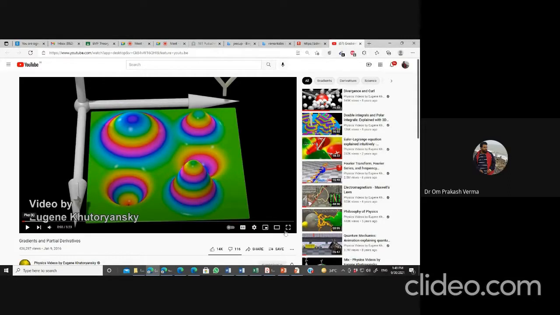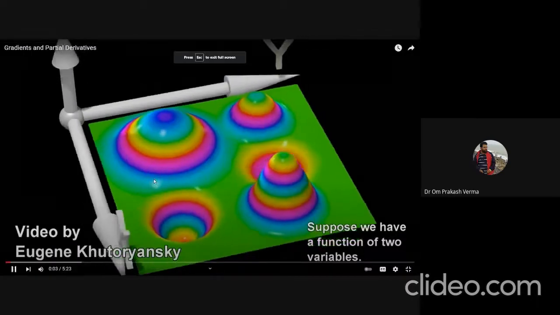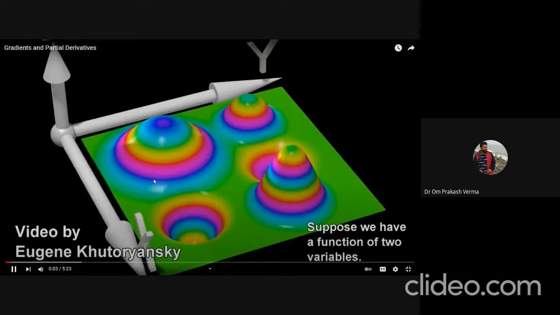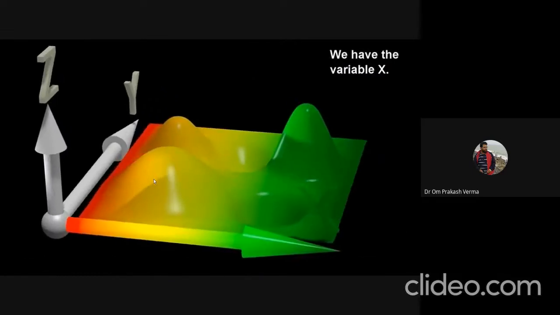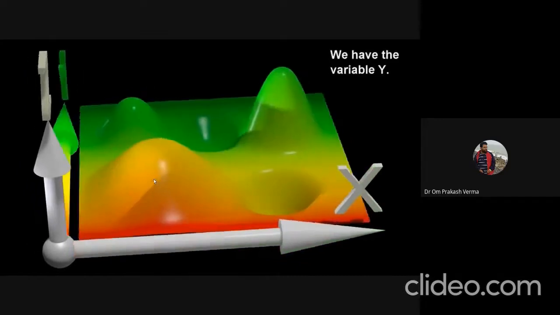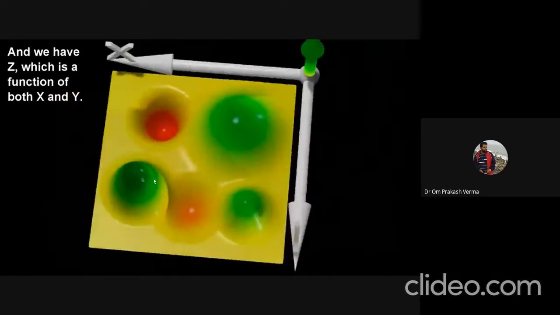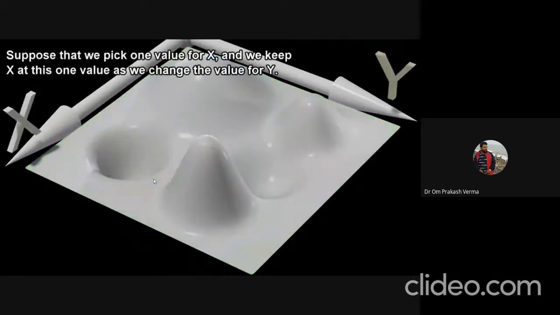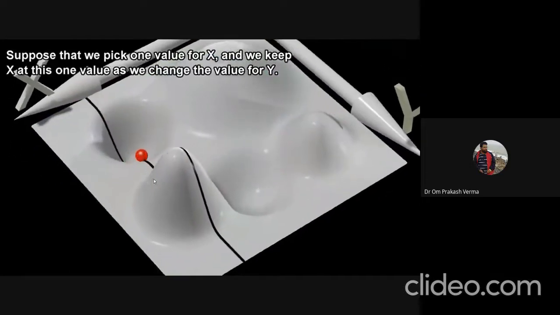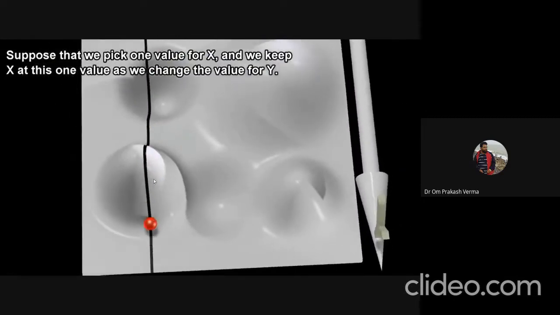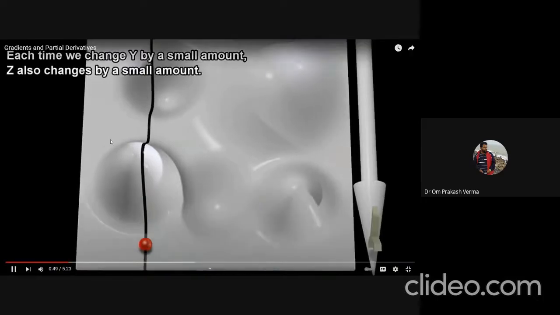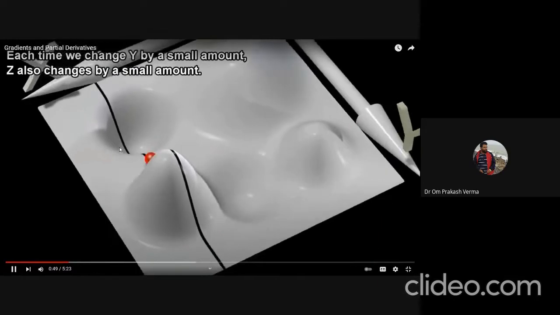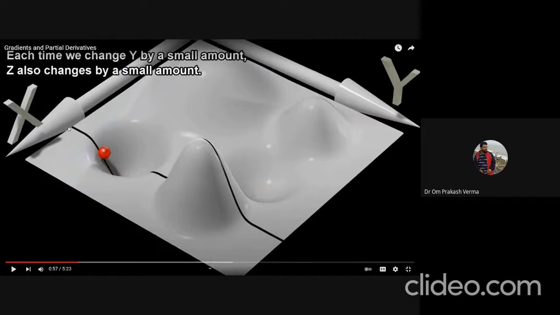Suppose we have a function of two variables. We have the variable x, we have the variable y, and we have z, which is a function of both x and y. Suppose that we pick one value for x, and we keep x at this one value as we change the value for y. Each time we change y by a small amount, z also changes by a small amount. Here x is constant and only y is changing.